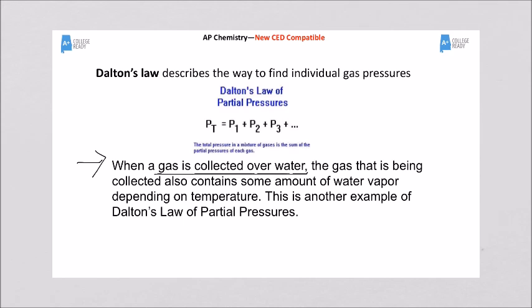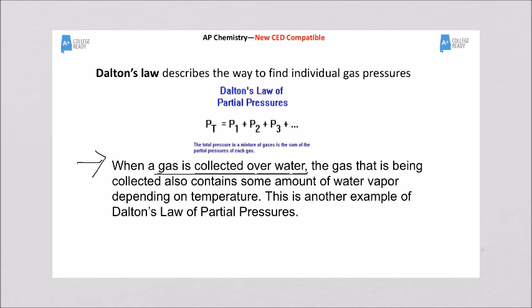There are lots of ways to do this, but basically the gas that's being collected would bubble into another container, like an inverted graduated cylinder or a gas collecting tube that's filled with water, and displace the water. The gas that's being collected would contain some water vapor depending on the temperature. So this is another example of Dalton's law of partial pressures. And why would collecting a gas over water contain water vapor?